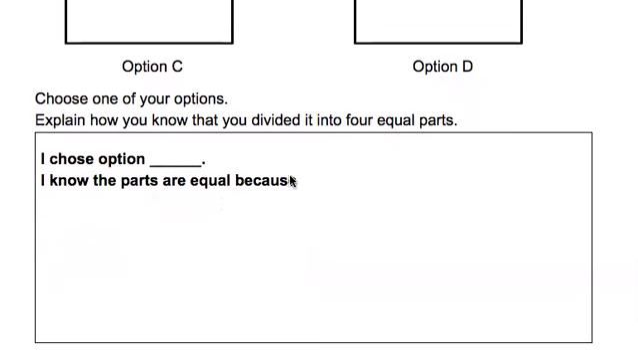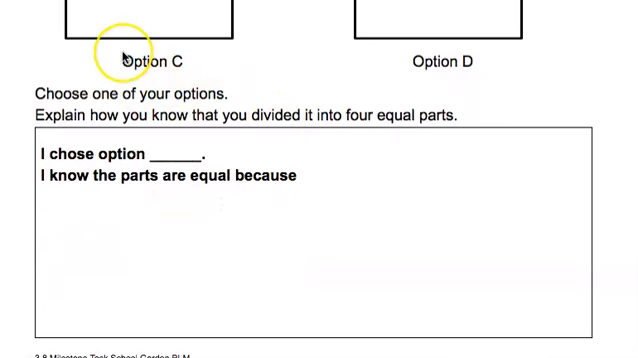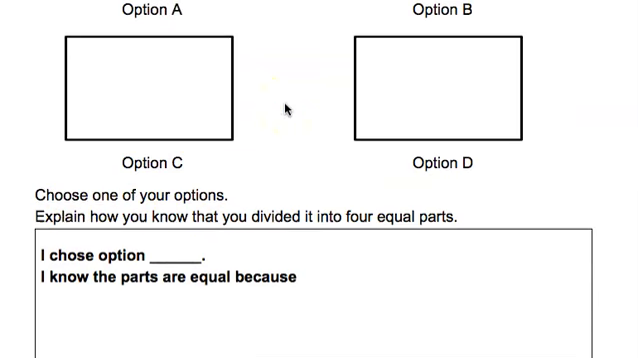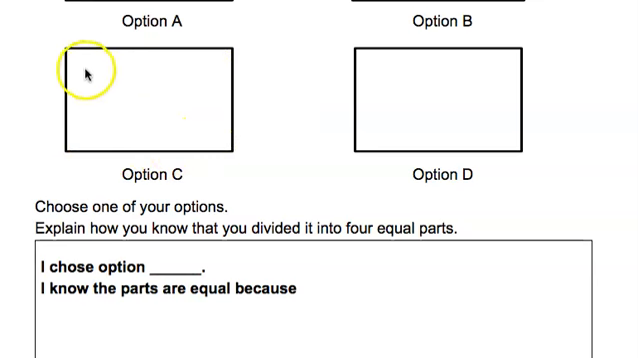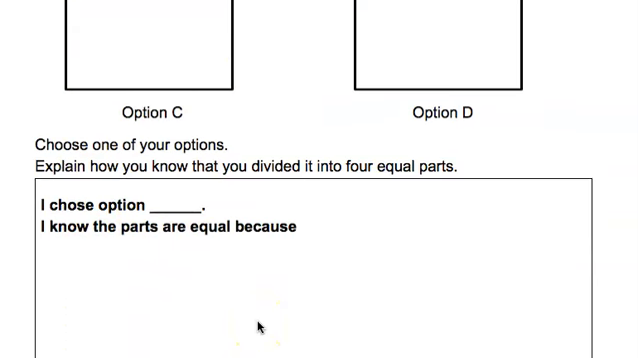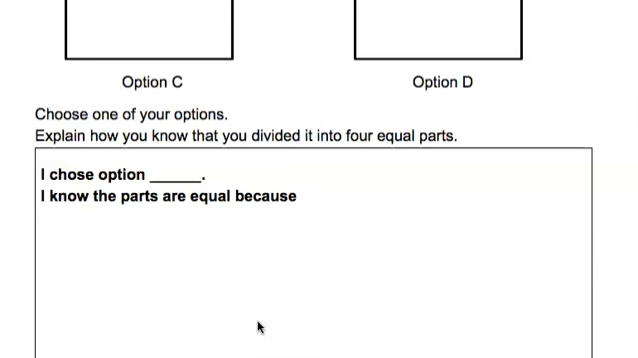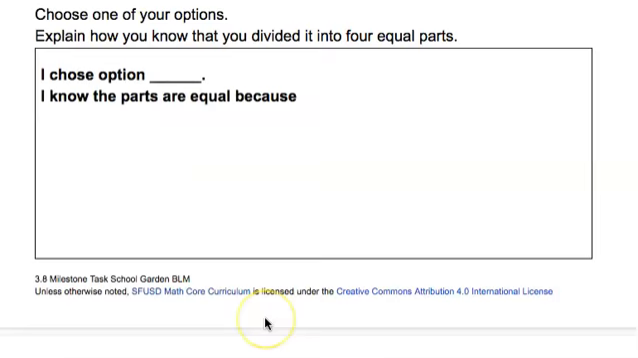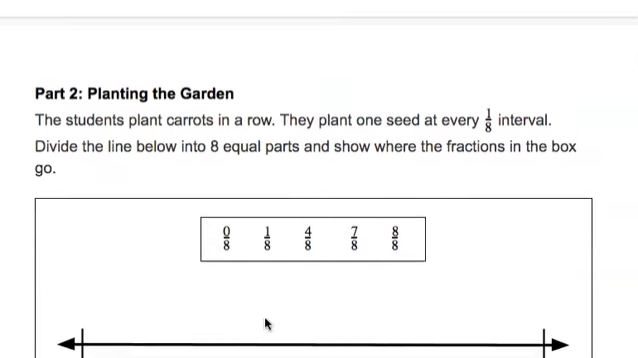Then you're going to choose one of your options. Let's say you really like option C. You're going to explain how you know you divided it into 4 equal parts. So you know that there are 4 equal parts because, and that's where you write it. You can also use numbers and pictures there. Let's move on to part 2.